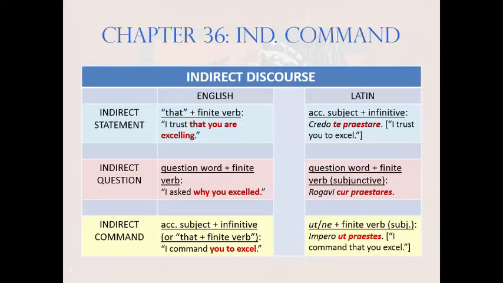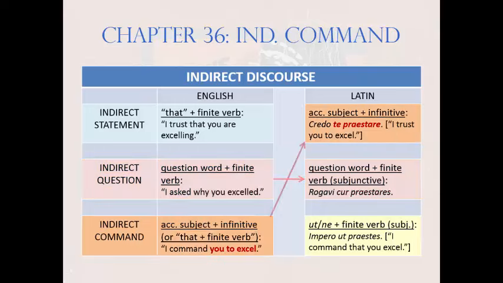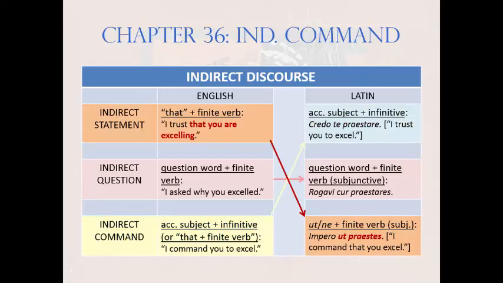The differences and similarities are telling. Indirect question in Latin and English is formed essentially the same way, question word plus finite verb. Only Latin uses the subjunctive because it has a subjunctive. Indirect command in English prefers an accusative plus an infinitive. You order someone to do something, which is identical to the way Latin forms indirect statement. You trust someone to do something. Very different from English indirect statement, which uses a subordinating conjunction, that, followed by a finite verb, the same way Latin forms indirect command. Get it?